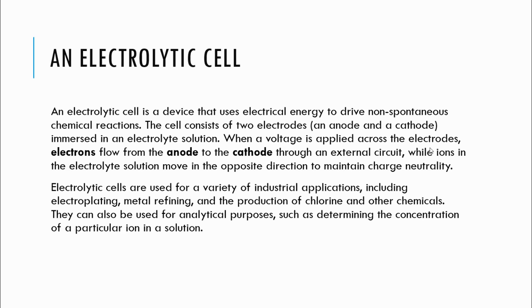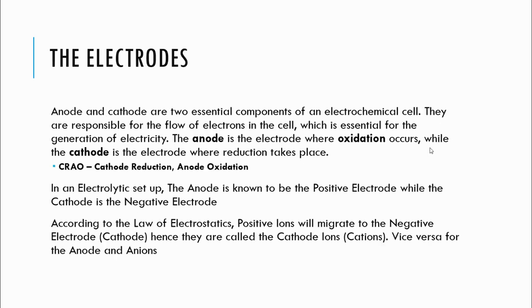Okay. So then an electrolytic cell is a device that uses electrical energy to drive non-spontaneous chemical reactions. The cell consists of two electrodes, the anode and the cathode, immersed in an electrolyte solution. When a voltage is applied across the electrodes, electrons flow from the anode to the cathode. That means electrons will enter through the what? Anode, then to the cathode, through an external circuit, while ions in the electrolyte solution move in the opposite direction to maintain charge neutrality. You are still going to get this better. The electrolytic cells are used for a variety of industrial applications, including electroplating. We talked about this before.